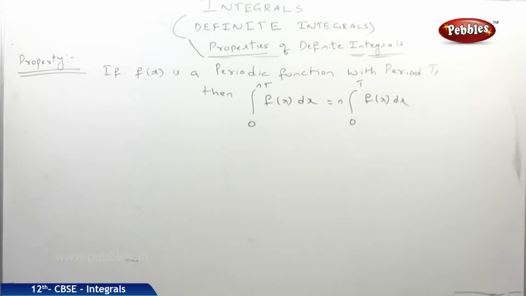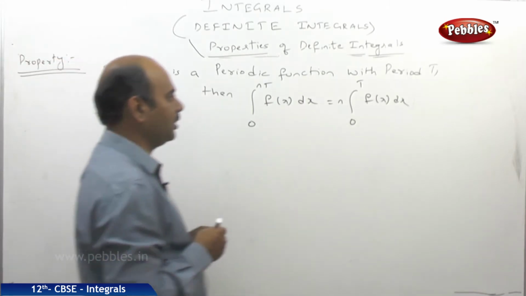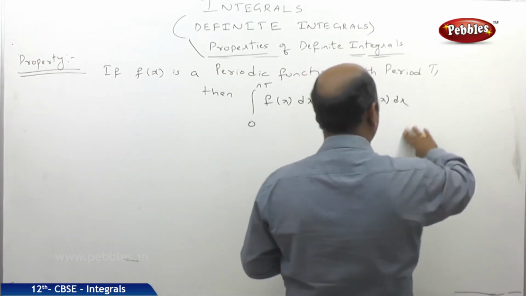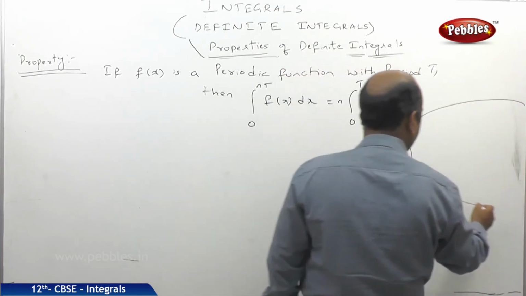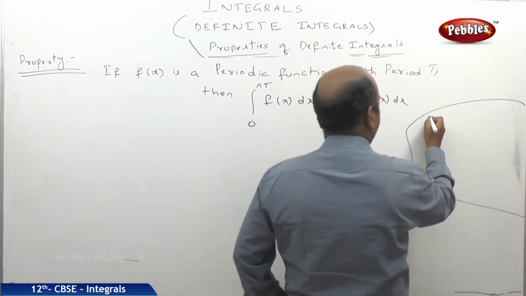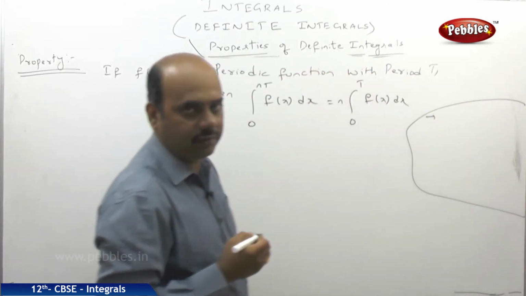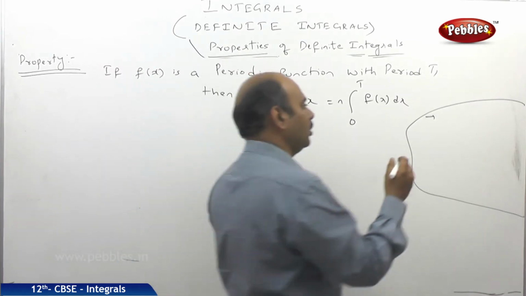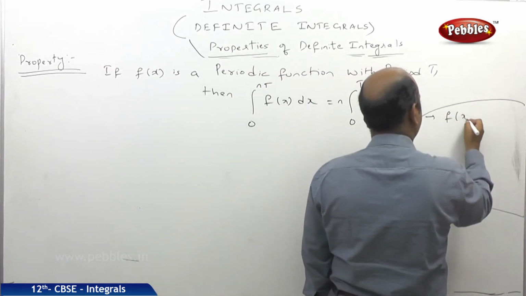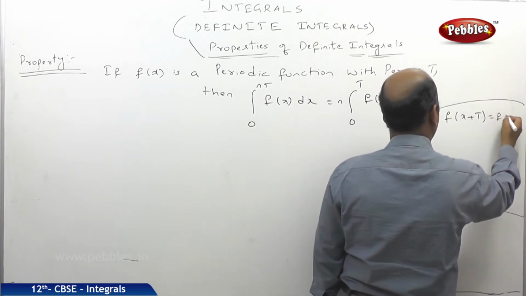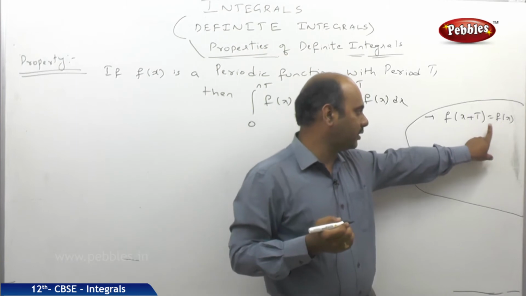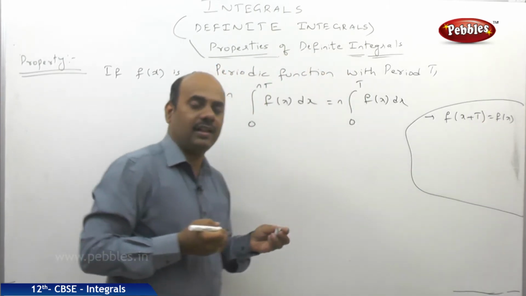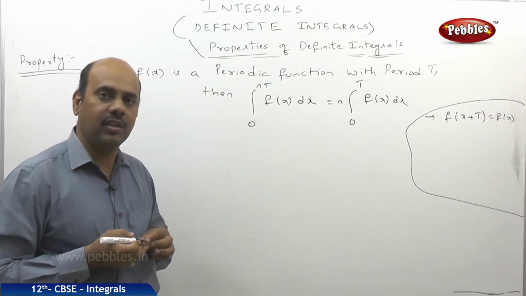First of all, we need to know what we mean by a periodic function. In the functions chapter, earlier I discussed the definition of a periodic function. I think once again I will be revising. Here I will write: a function f is said to have period t provided it satisfies the condition f of x plus t is equal to f of x. That means if f of x plus t is equal to f of x, then the function has period t.